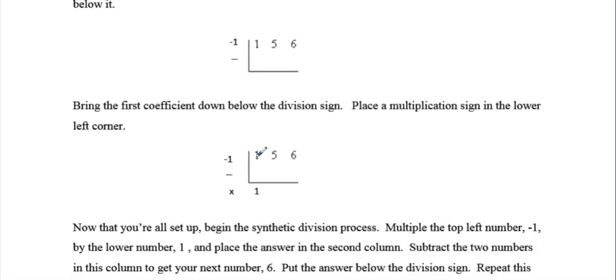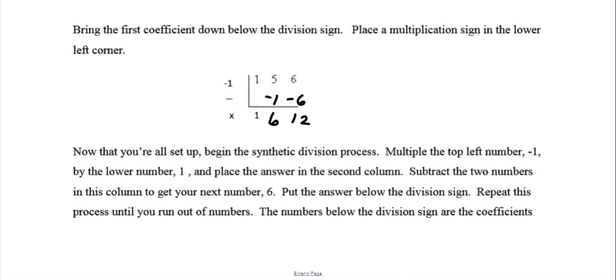First step, bring the first term down. This kickstarts the process. Then you're going to multiply negative 1 times 1 and put it here. So of course that's negative 1. And then you're going to subtract 5 minus negative 1. Well, that is 5 plus 1, which is 6. Then you're going to repeat. Negative 1 times 6 is negative 6. And 6 minus negative 6 is 12. Okay, and you're finished. You ran out of numbers.